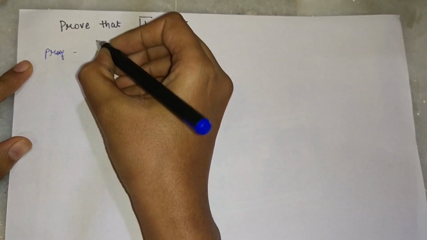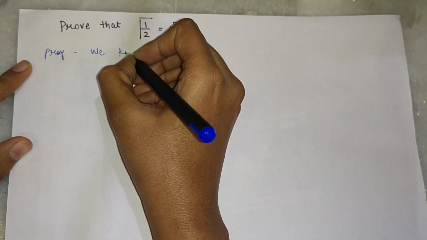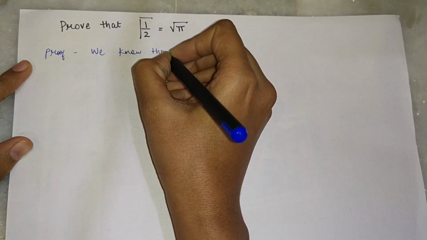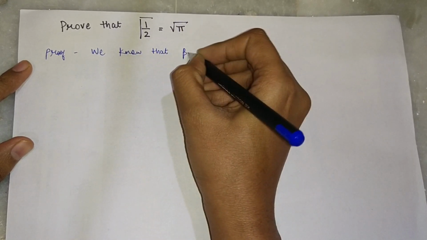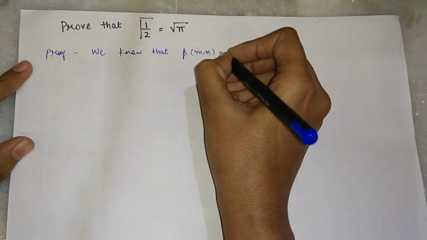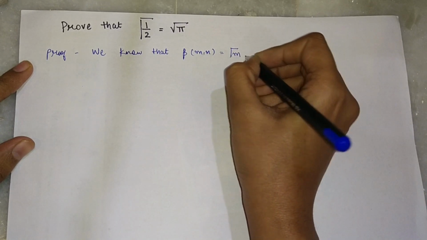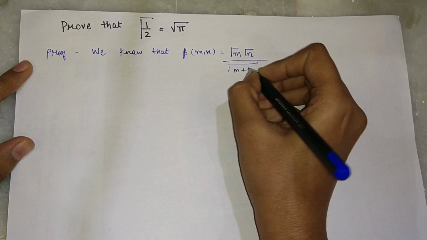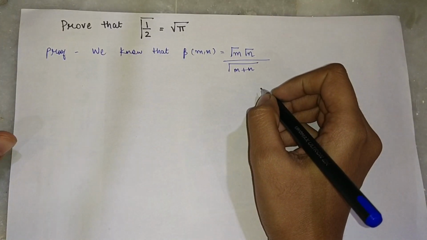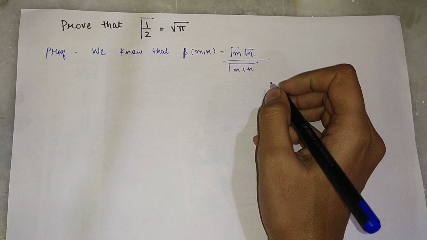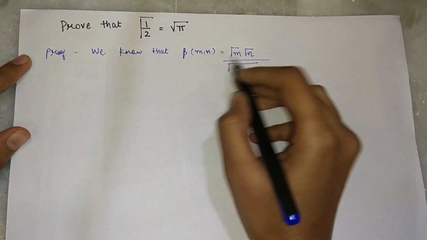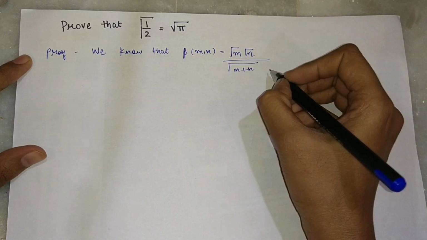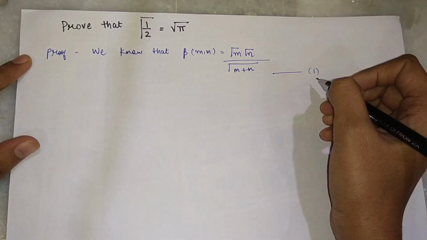We know the property of beta m comma n, that is beta m comma n is equivalent to gamma m into gamma n upon gamma m plus n. Just we have proved the relation, okay, between beta and gamma. So that we are writing. So this is our equation 1.